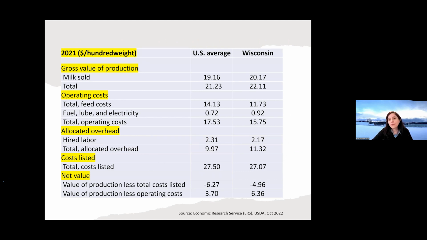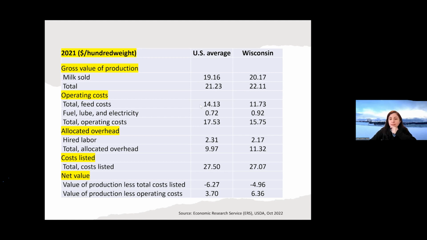They report the US average. US average means the average of 20 milk producing states. And then they report for every state. So I'm showing you Wisconsin data. When we look at the gross value of production, it is 19.16 for the US average, and all units are in dollars per 100 weight. So Wisconsin is in good shape. We are a little bit higher than the average.